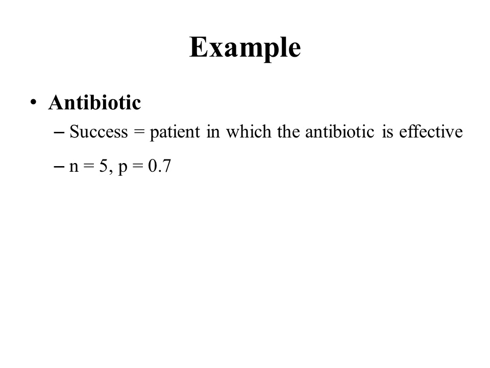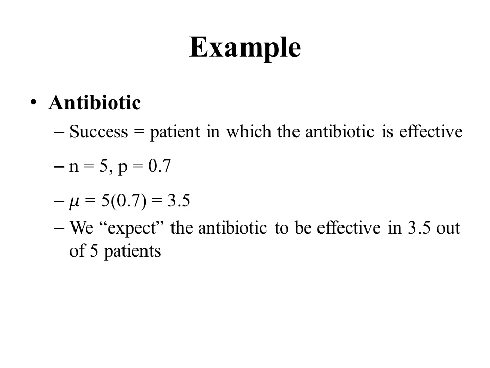If we look at the antibiotic example, a success is a patient in which the antibiotic is effective. We had 5 trials. Probability of a success is 0.7. And so the expected value is 5 times 0.7, or 3.5. So we would interpret this by saying that we expect the antibiotic to be effective in 3.5 out of 5 patients. Again, this is not something that we actually expect to observe. It's just a theoretical number. We can't have exactly 3.5 successes. The number of successes has to be a whole number. Again, this is just a theoretical number.